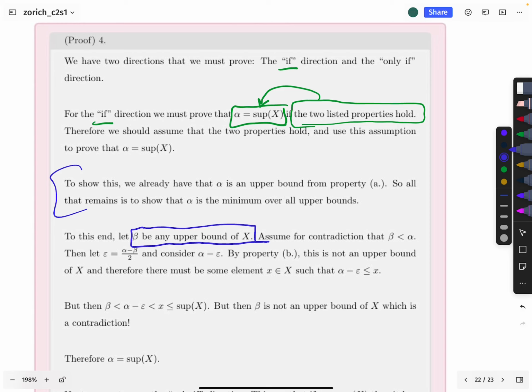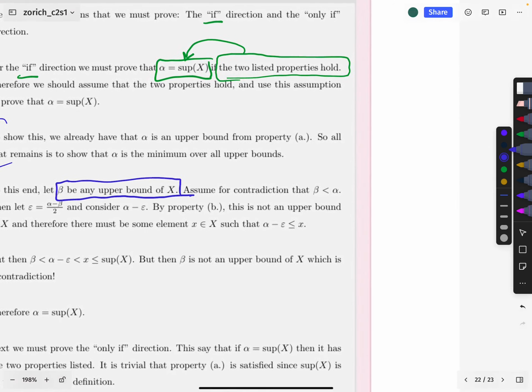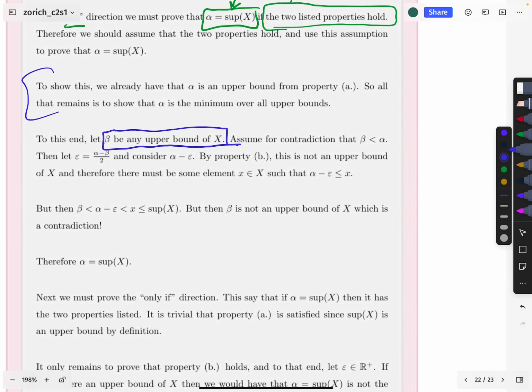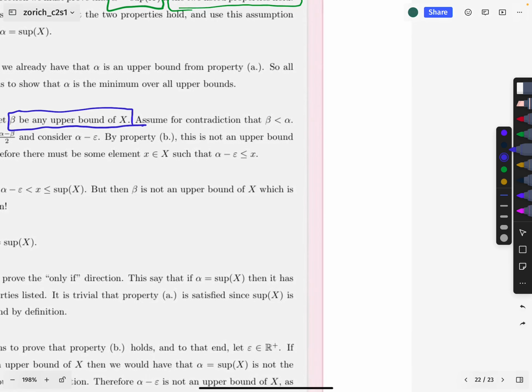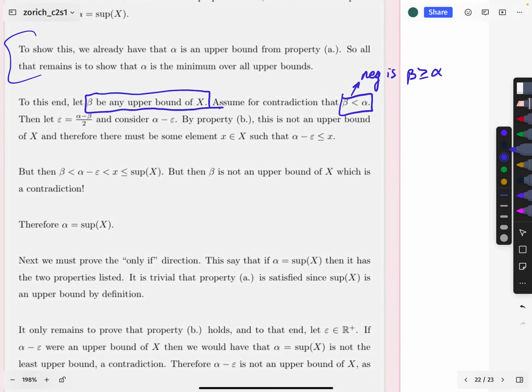Well, it just seemed easier to me to do this by contradiction. Because if we assume that beta is strictly less than alpha, and once we reach a contradiction and infer that that is not true, then the negation is that beta is greater than or equal to alpha, which is the thing that we want. So we're going to assume this for contradiction.